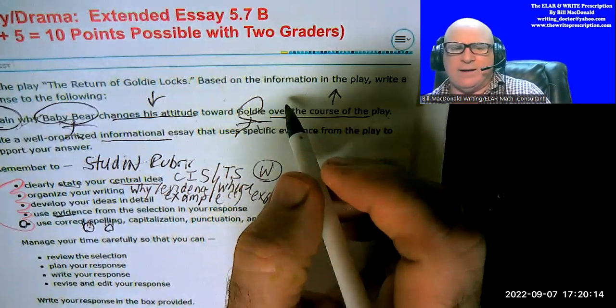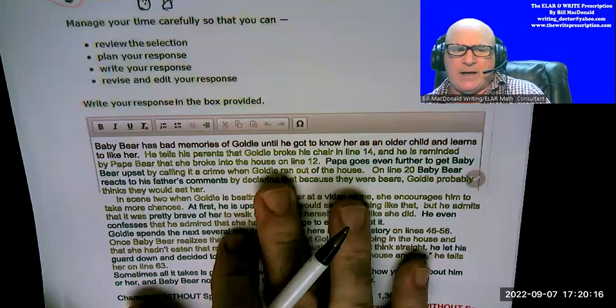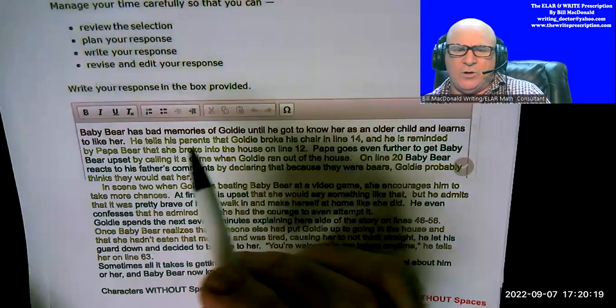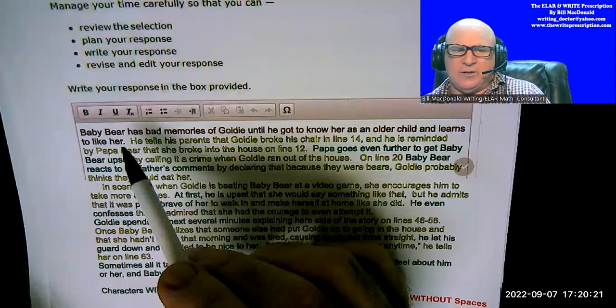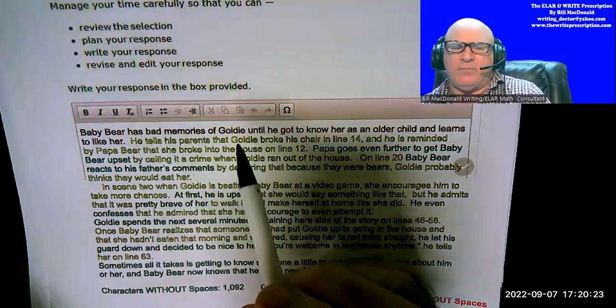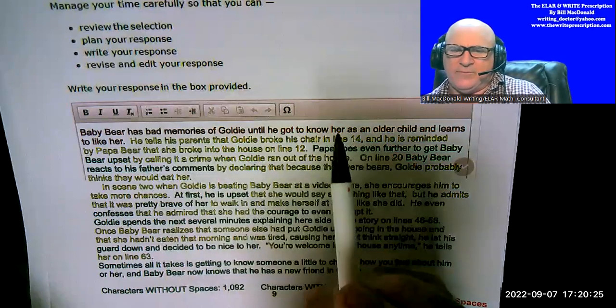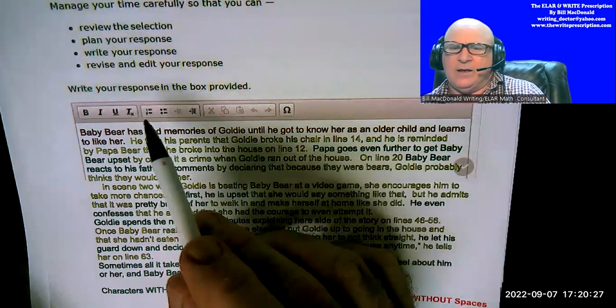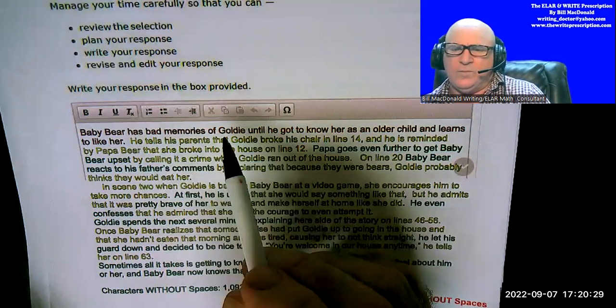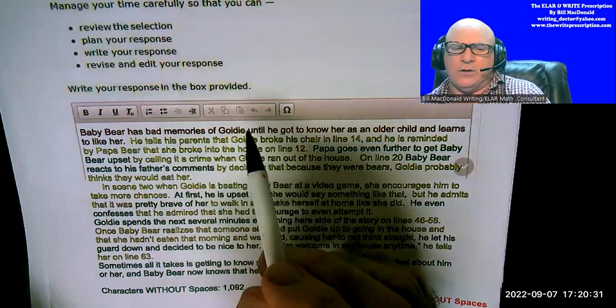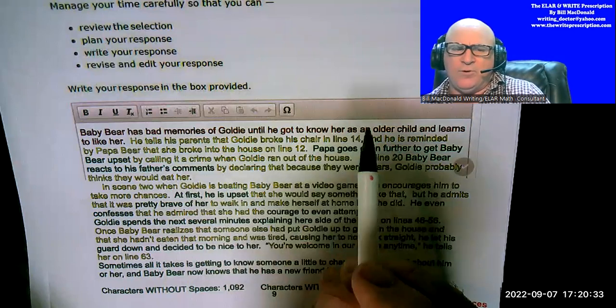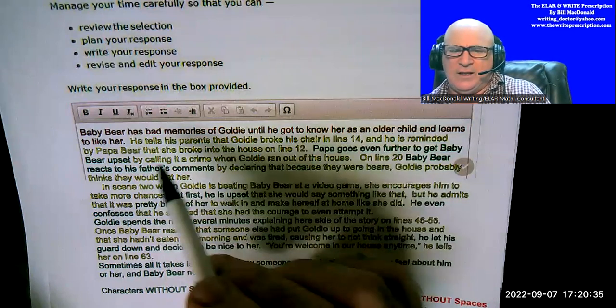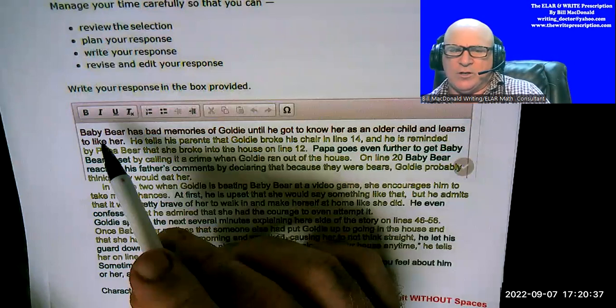My answer, red light. Baby Bear has bad memories of Goldie until he got to know her as an older child and learned to like her. Bad memories at the first part. Then he got to know her in scene 2 and learns to like her. And so now I have to support that with evidence, the yellow, and explanation, the green.